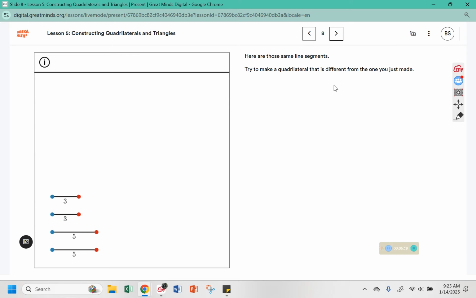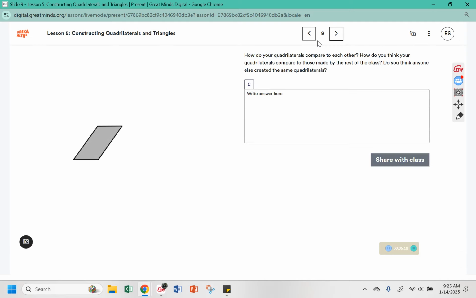Try to make a quadrilateral that is different from the one you just made. So you just saw that I was able to make a rectangle, a parallelogram, and then a different shape, a different quadrilateral. How do your quadrilaterals compare to each other? Well, they all have the same perimeter because all the side lengths are the same.